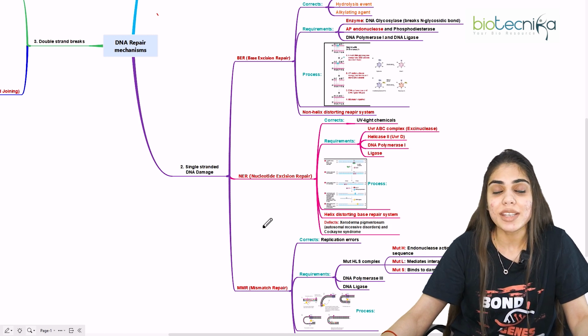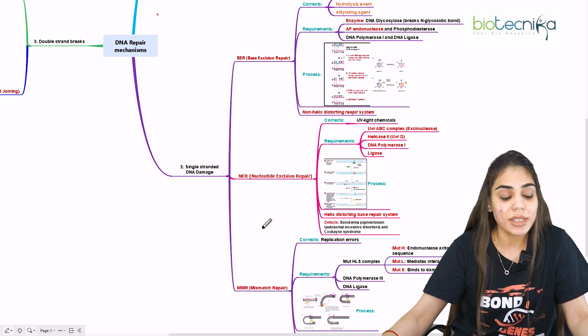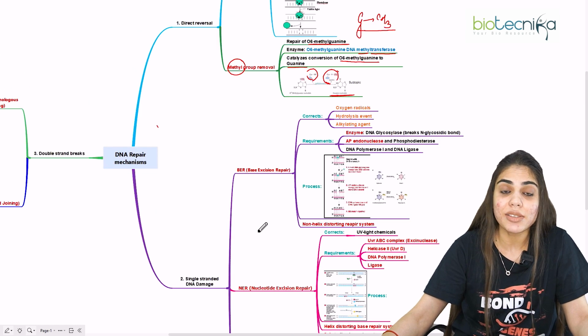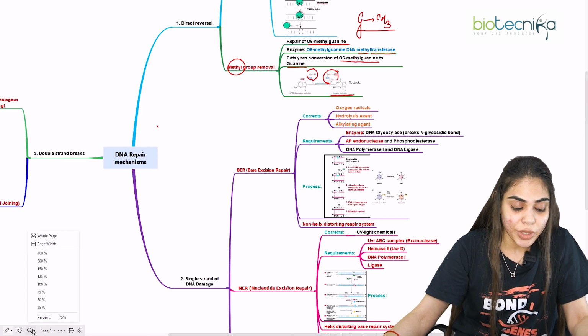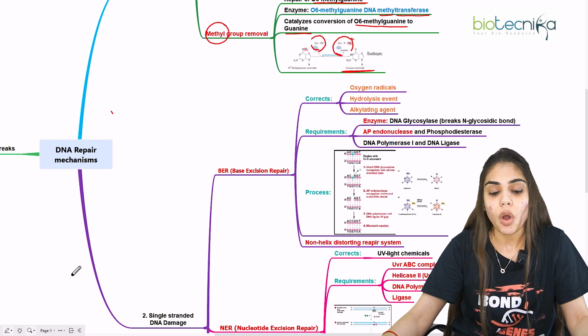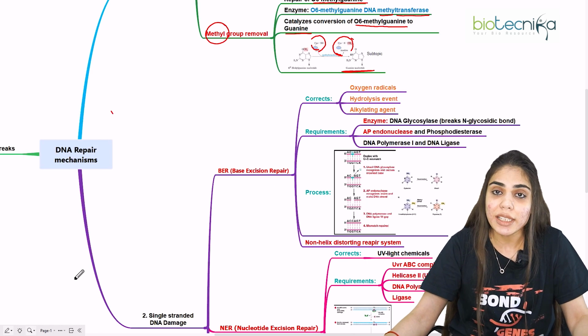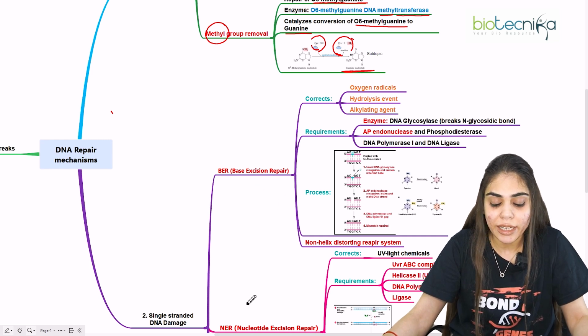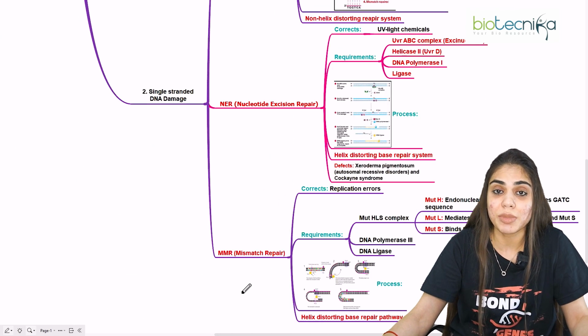Now we are coming to single strand DNA damage. What happens if one strand of the DNA is damaged? That is what is called single stranded DNA damage. So under this we have to study three mechanisms, or you can say three pathways. What are these three pathways? The first is BER, that is base excision repair. The second is nucleotide excision repair, and the third is mismatch repair.